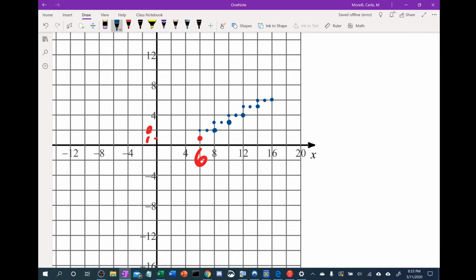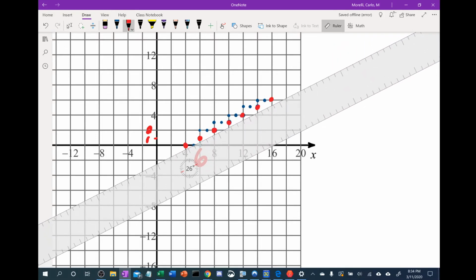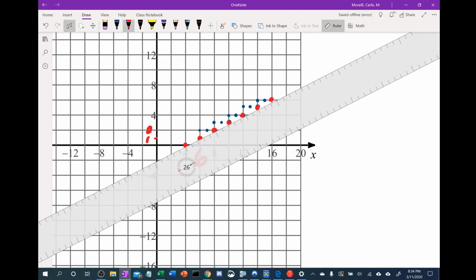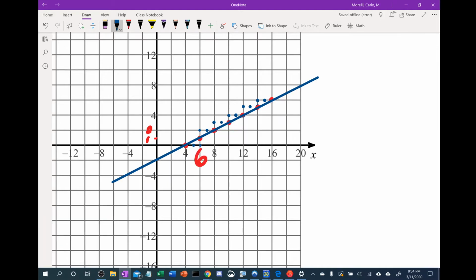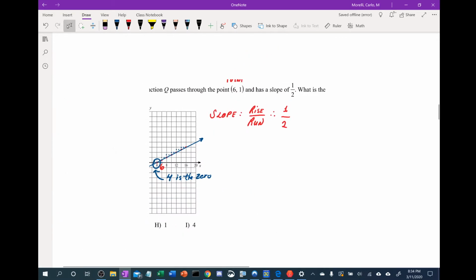You could go backwards as well, right? So you could go down 1 over 2, and now you're here. So these are the points that would form the line. And if you had a ruler, you could make sure that they all fell on that same line, which they would. A little bit of error in my drawing there. Basically, this is what the line would look like. And you can plainly see that it's crossing at 4. So we say 4 is the 0. Bingo.